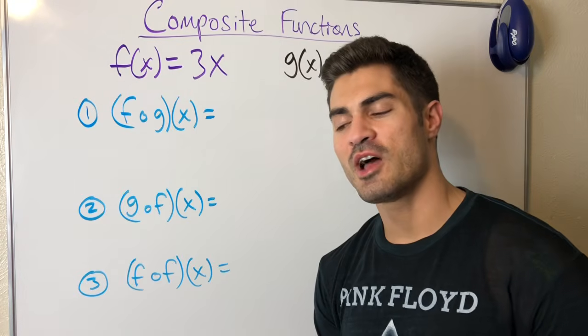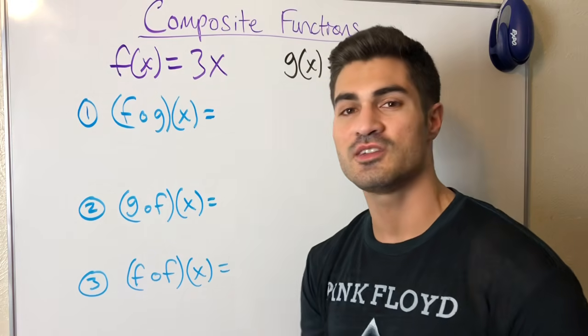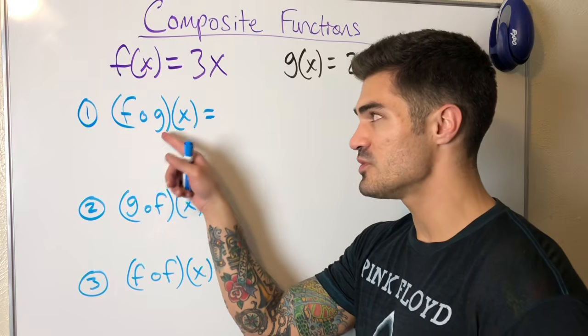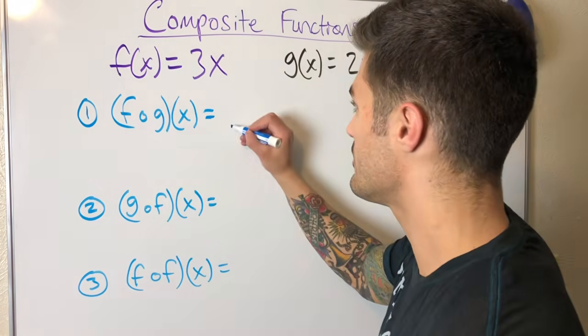All right, so last time we were evaluating composite functions at a certain value. This time we're just going to find the function in terms of x, okay? So what does this mean? F composed with g. I'm going to, again, rewrite this. F of g of x. I'm going to rewrite it.